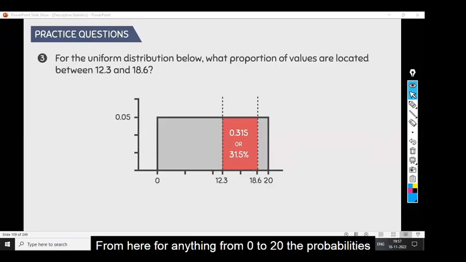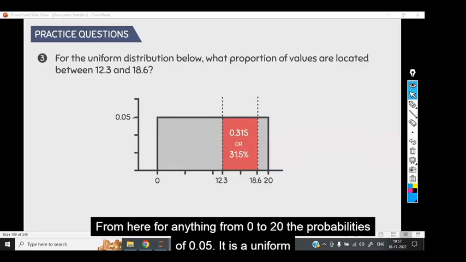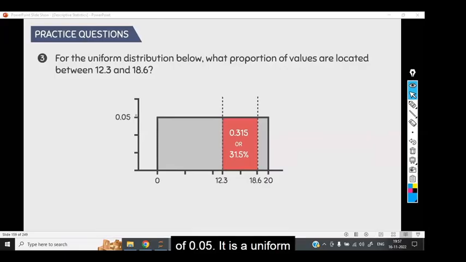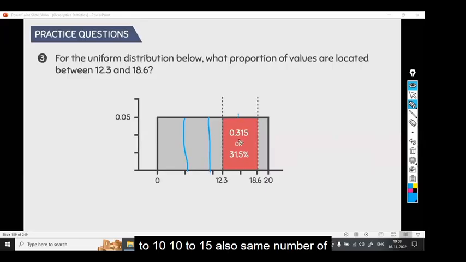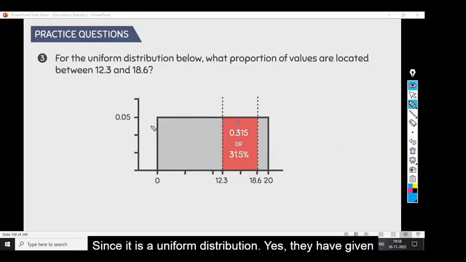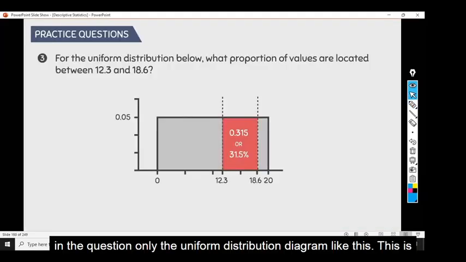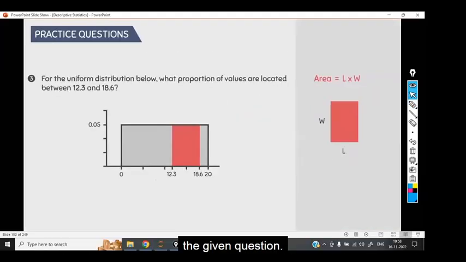From 0 to 20, the probability is 0.05. It is a uniform distribution. How many students are there from 0 to 5, from 5 to 10, 10 to 15? The same number of people are there. Height is the same. Since it is a uniform distribution, they have given in the question only the uniform distribution diagram like this. This is the given question.